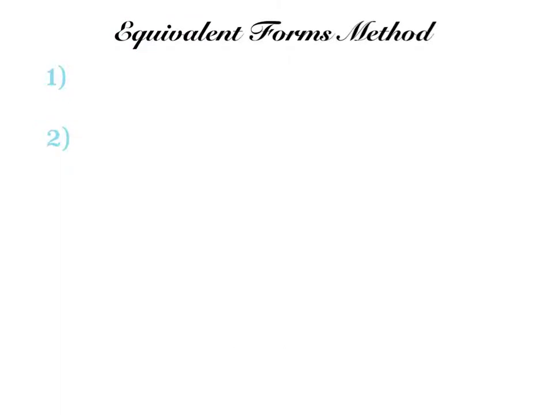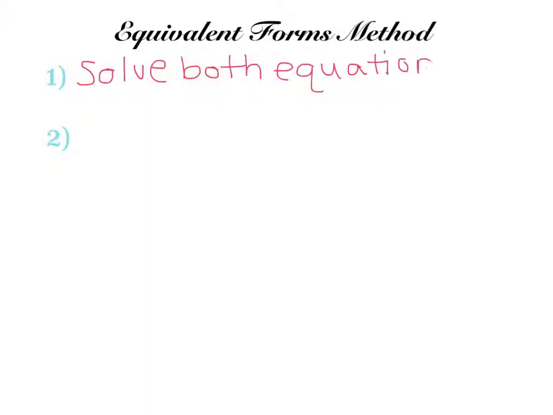So this is called the equivalent forms method. Remember, the 2 steps for the equivalent forms method are as follows. The first step is you need to solve both equations for either x or y. You need to make sure that whichever one you solve for, you're doing that for both. You cannot solve one for x and one for y. They either both need to be for x or both need to be for y.